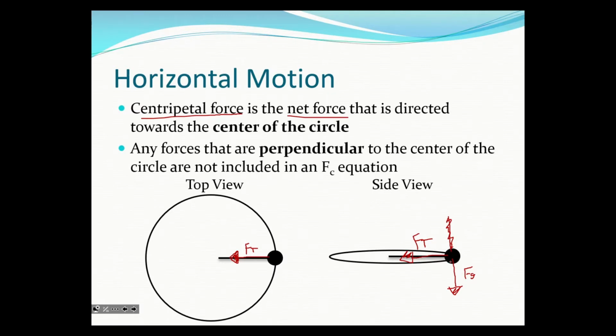We don't include gravity in our FC equation because it's not going towards the center of the circle. We only want to include things that go away or towards the center of the circle. So if I wrote an FC equation for this, I would write FC equals FT.